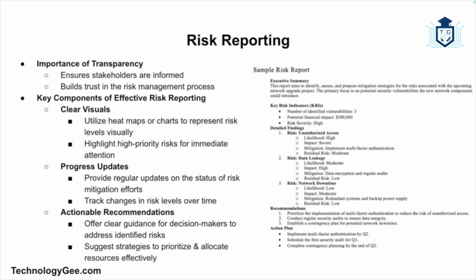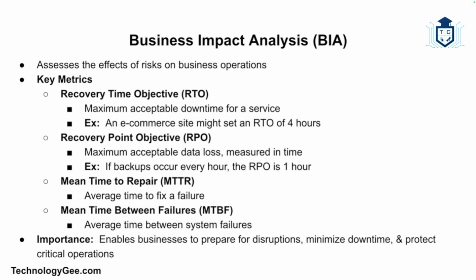Next, we have risk reporting. So transparency is vital in risk management. And risk reporting ensures that stakeholders are informed. And effective reporting includes the following. It offers clear visuals such as heat maps to show risk levels, updates on mitigation processes, and recommendations for decision makers. And then finally, we have what is called a business impact analysis.